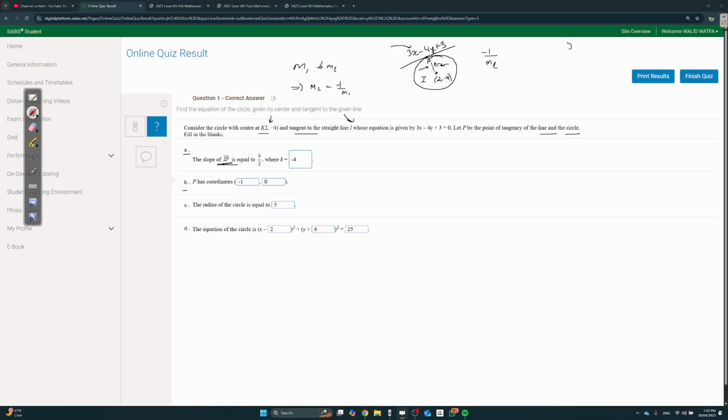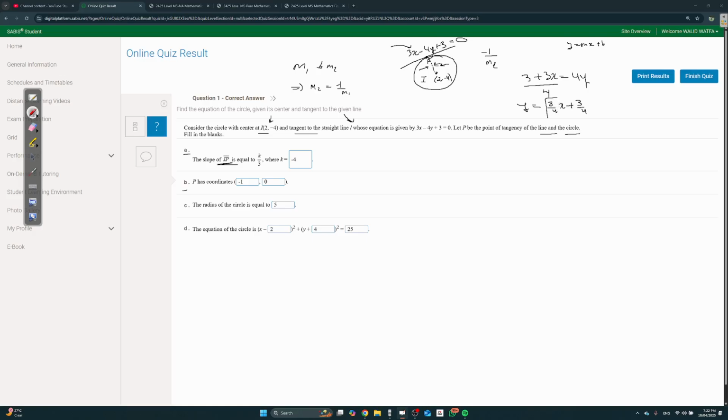How do we find the slope of the line? We rewrite it in the form y is equal to mx plus b. So 3x minus 4y plus 3 equals 0. Let's rewrite it in the form mx plus b. So we're going to take 4y to the other side. So it's going to be 3 plus 3x is equal to 4y, right? We want y to be equal to something, so we have to divide by 4. So y is equal to 3 over 4 x plus 3 over 4, right?